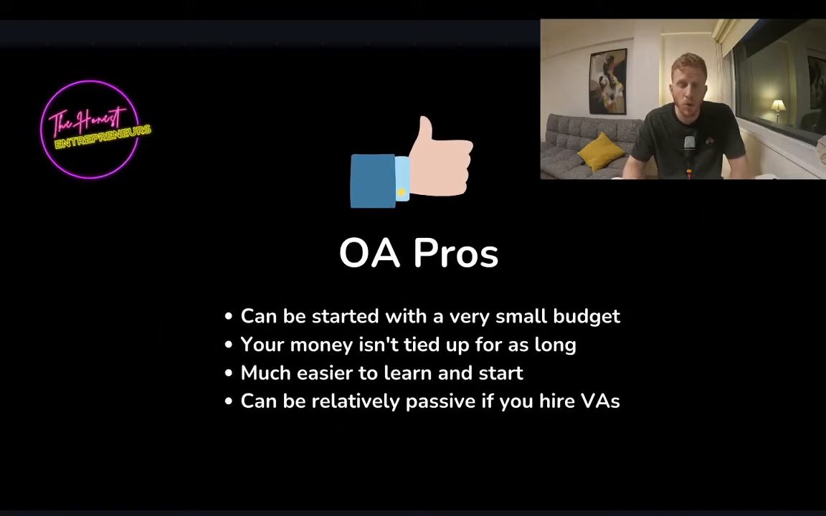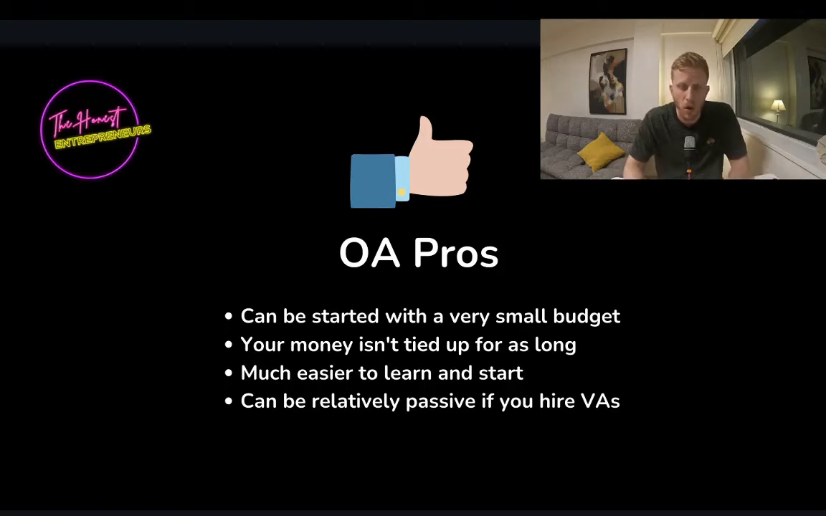So one of the main pros of online arbitrage is that you can start it with a super small budget. Essentially, all you need is enough money to buy that first product that you can flip for a profit, and you've made money. And then obviously in order to scale that you need more money, but the beauty of online arbitrage is that you can get started with £50 or £30. You just need enough money to buy that first product that you can make a profit from.